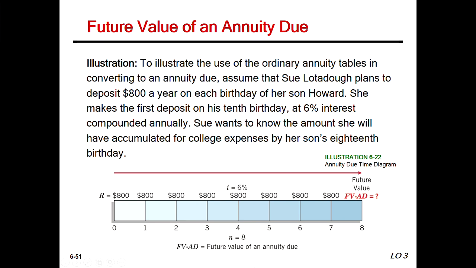And she's going to make her first payment today, right? He's 10, and she's going to make it until his 18th birthday. So we've got 8 payments of $800. Interest rate is 6%. Okay, we've got all of our factors here, and it compounds annually. So let's look at our tables here.